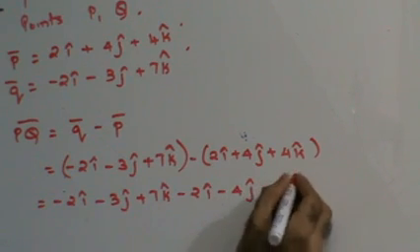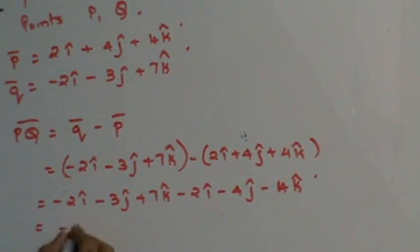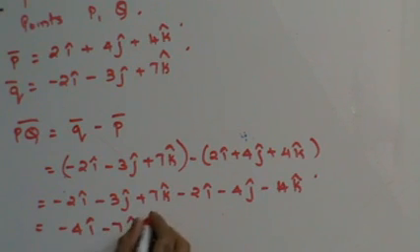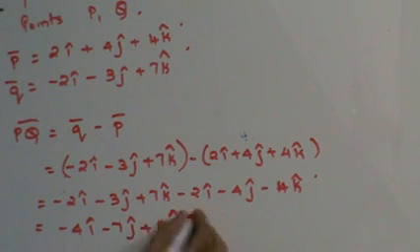So this is minus 2i minus 3j plus 7k minus 2i minus 4j minus 4k. I'm just opening the bracket, guys. Minus 2i minus 2i is minus 4i, minus 3j minus 4j is minus 7j, plus 7k minus 4k is plus 3k. So PQ vector will be nothing but minus 4i vector minus 7j vector plus 3k vector.